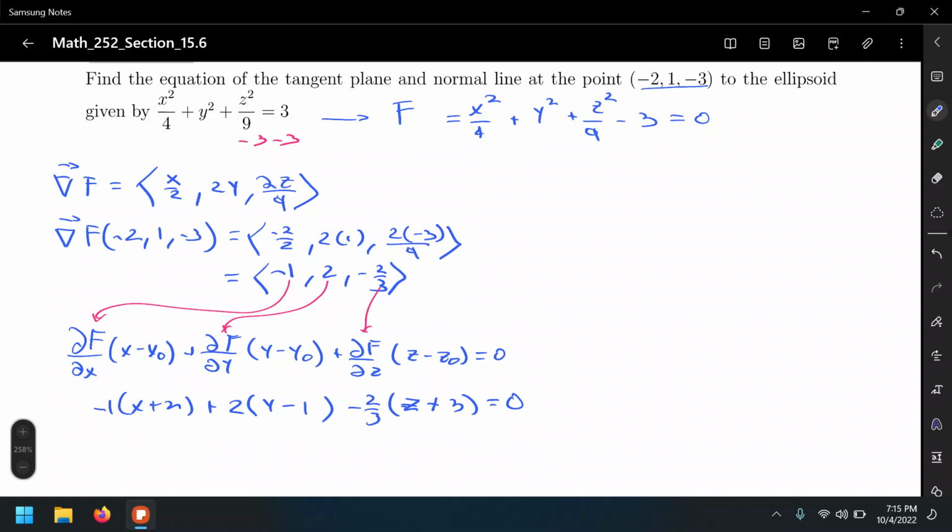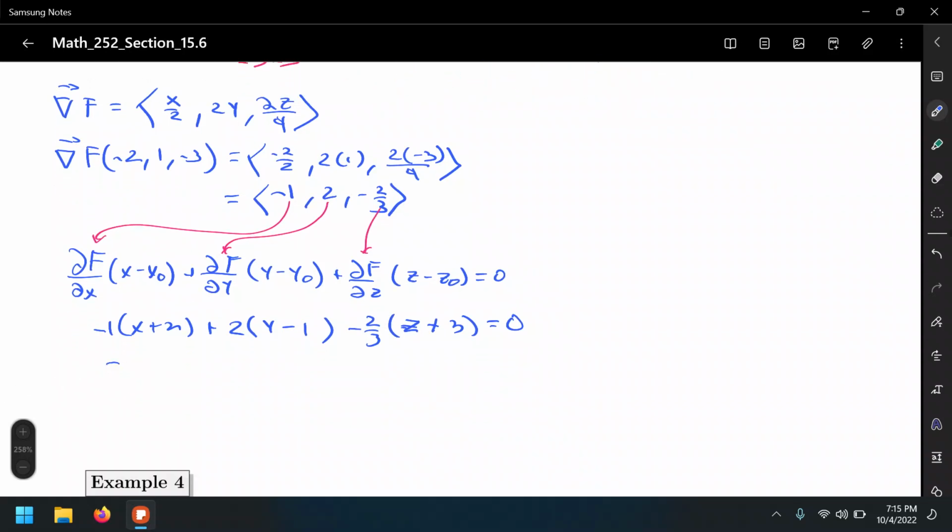However, how about we distribute this to get the equation in the other form? That's going to be negative x minus 2, plus 2y minus 2, minus 2/3 of z, and minus 2, because the 3s in the numerator and denominator cancel, and that's equal to 0. Let's combine like terms: negative 2, negative 2, negative 2 is a negative 6. So negative x plus 2y minus 2/3 of z minus 6 equals 0.